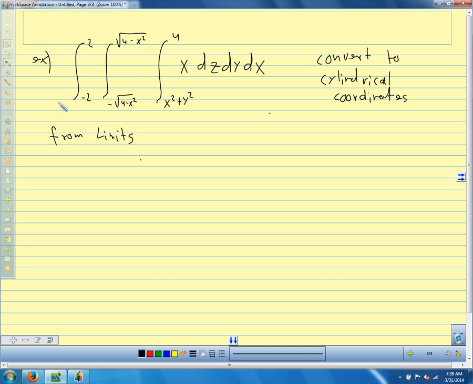So from our limits, for the inner integral, x squared plus y squared is less than or equal to z, less than or equal to 4. For the next integral, we have negative square root of 4 minus x squared less than or equal to y, less than or equal to square root of 4 minus x squared. And then for the outer integral, we have negative 2 less than or equal to x less than or equal to 2.